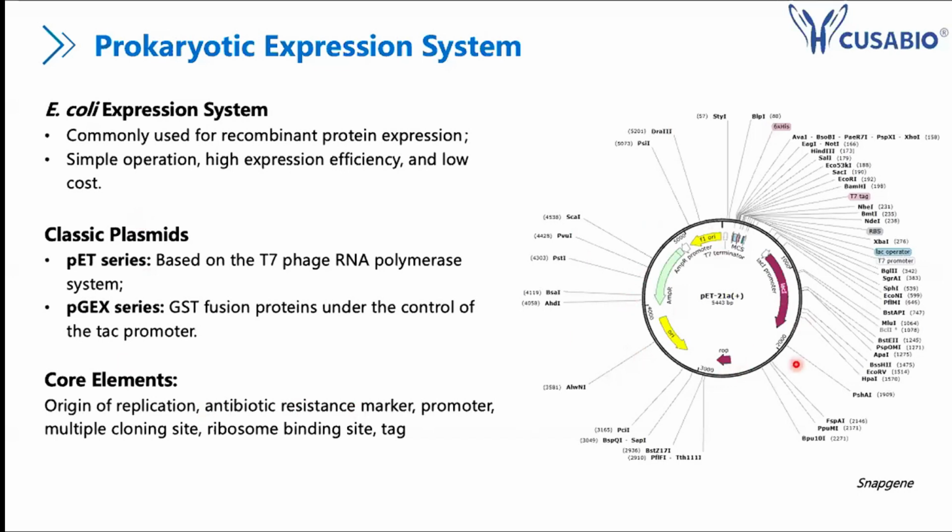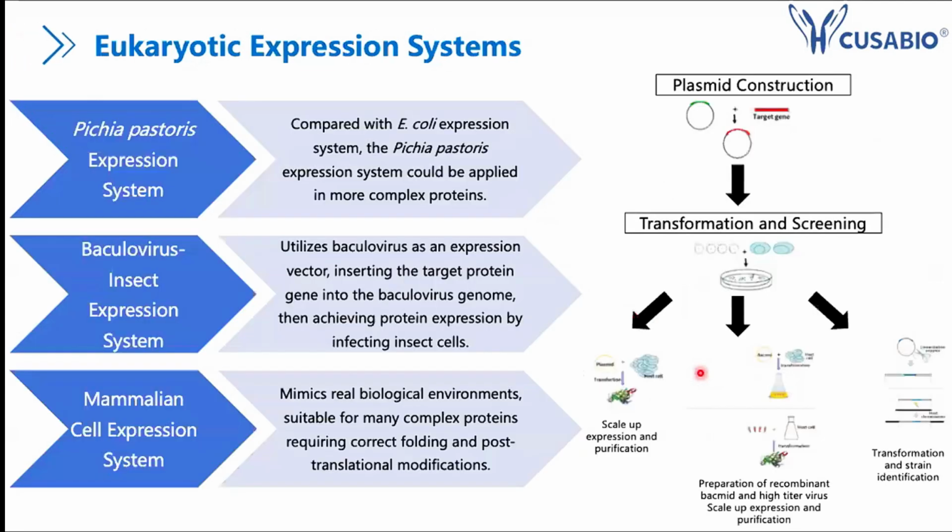And talking about the plasmid, usually they will have different core elements inside the plasmid. For example, we have the origin of replication, the antibiotic resistance marker, promoter, multiple cloning site, and also the fusion tag that can link to the terminus of the target protein. So you see, they are pretty classic.